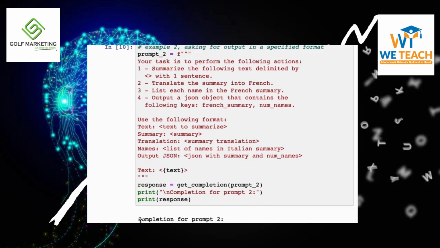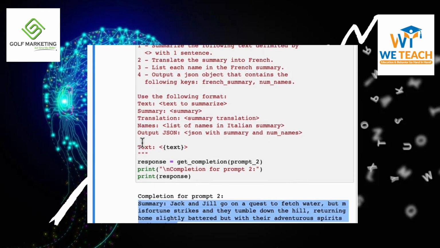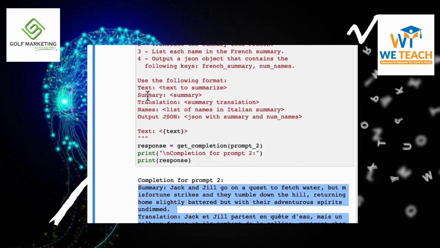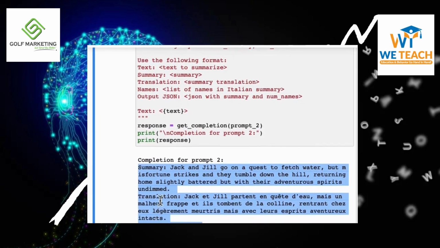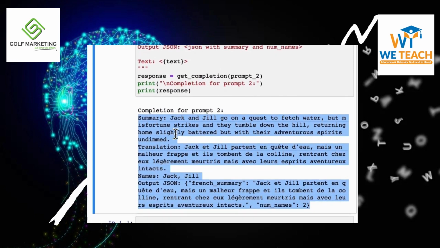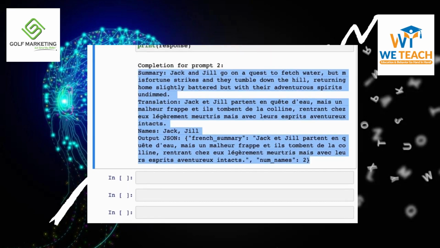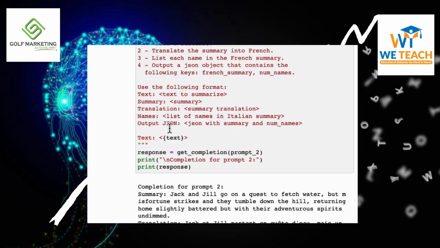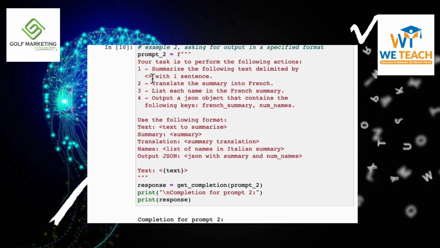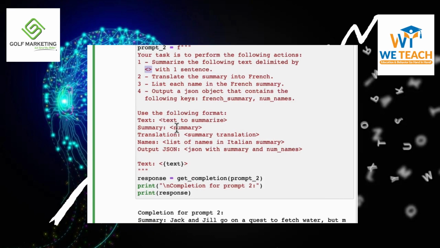As you can see, this is the completion, and the model has used the format that we asked for. So we already gave it the text, and then it's given us the summary, the translation, the names, and the output JSON. This is sometimes nice because it's going to be easier to parse this with code, because it has a more standardized format that you can predict. And also notice that in this case, we've used angled brackets as the delimiter instead of triple backticks. You can choose any delimiters that make sense to you and to the model.